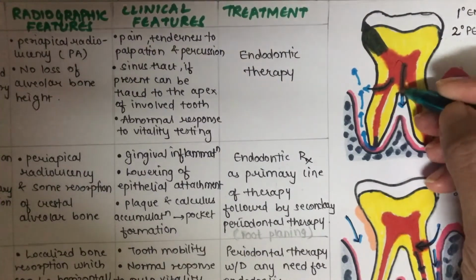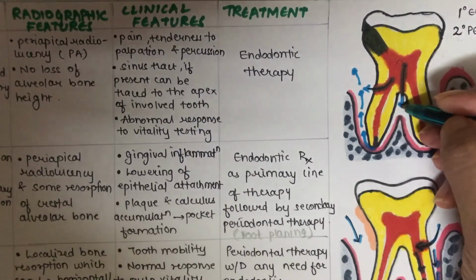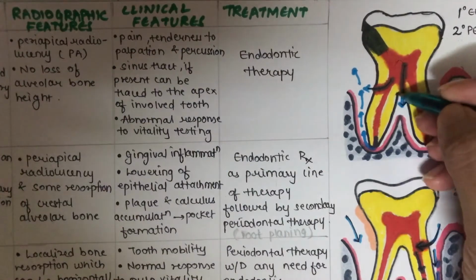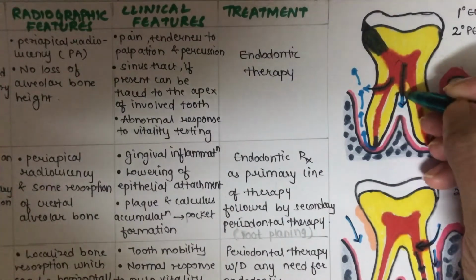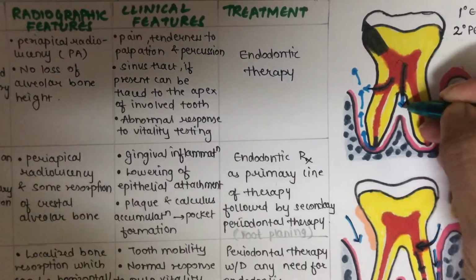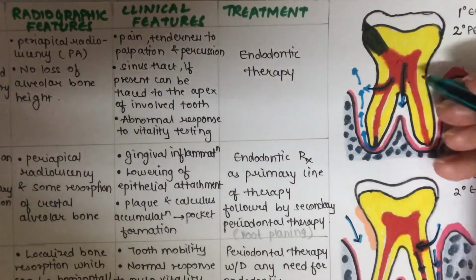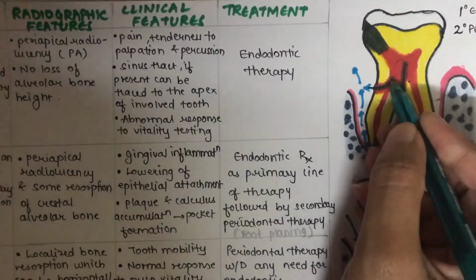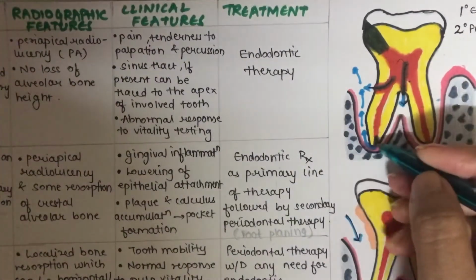It can involve the periodontal structures through the furcation canals. Over here, this is your furcation. There are canals present at the furcation area. So this is one way through which the endodontic lesion is communicated and leads to the periodontal lesion. The next can be your lateral canals. The next is the apical foramen.